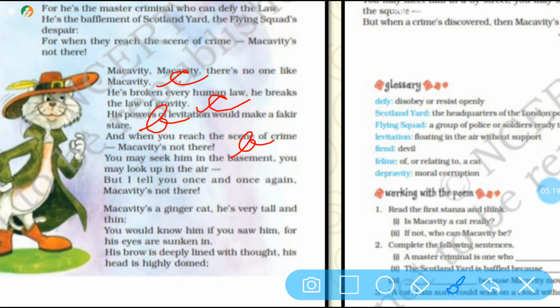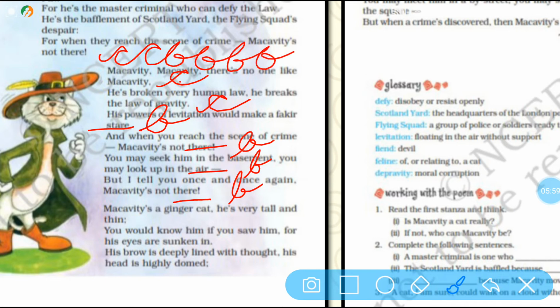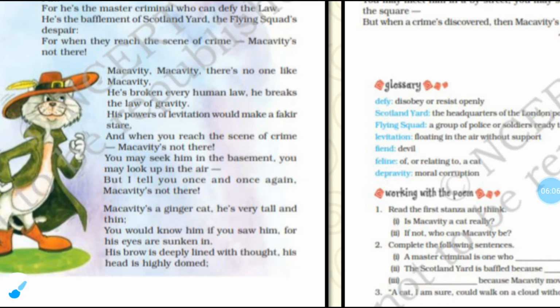Now the next line. You may seek him in the basement, you may look up in the air, but I tell you once and once again, Macavity is not there. So stare, there, and again air, there, are the same in tone. So these will also be given B, B. And here the second stanza comes to an end, and the rhyming scheme of the second stanza stands as C, C, B, B, B, B. Is it clear to you? Now coming to the next stanza.